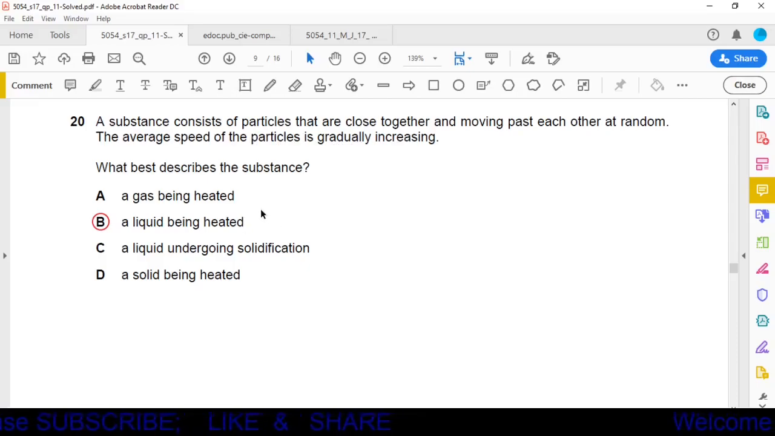So only possible options are A and B. Now we have to check whether A is correct or B is correct. Here it is given a substance consists of particles that are close together. In gases, the molecules are not close together. In gases, molecules are far away. In liquids, molecules are close together. So option B is the best option, a liquid being heated. So correct option is option B.